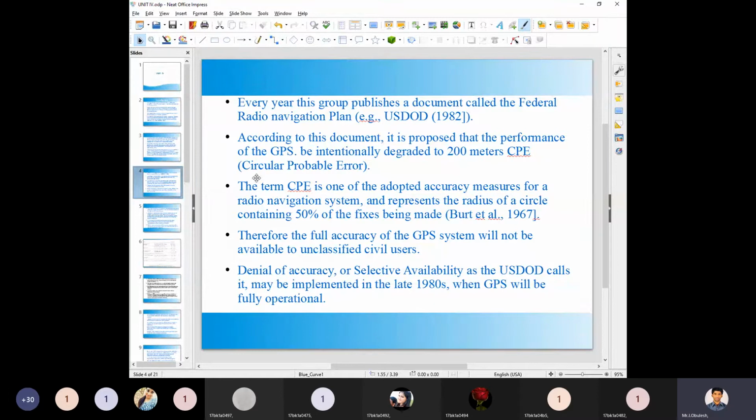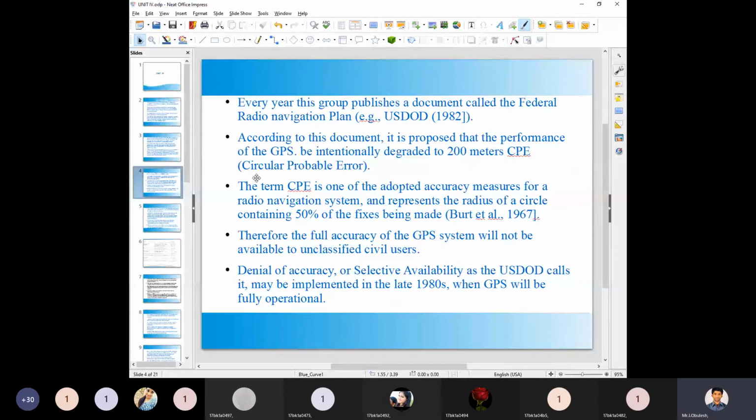So the term circular probable error is one of the adopted accuracy measures for a radio navigation system, and represents the radius of the circle containing 50% of the fixes being made. This is per Burt et al., 1967.